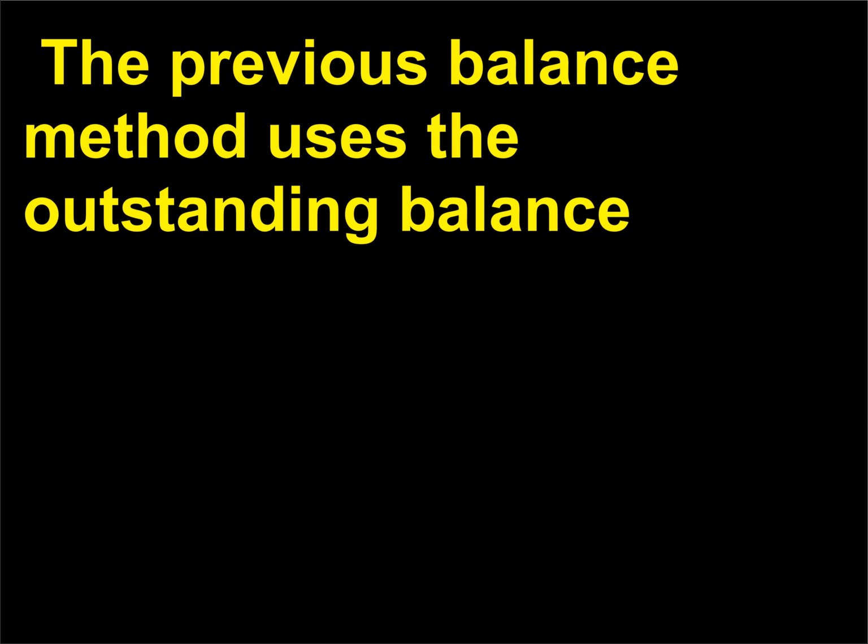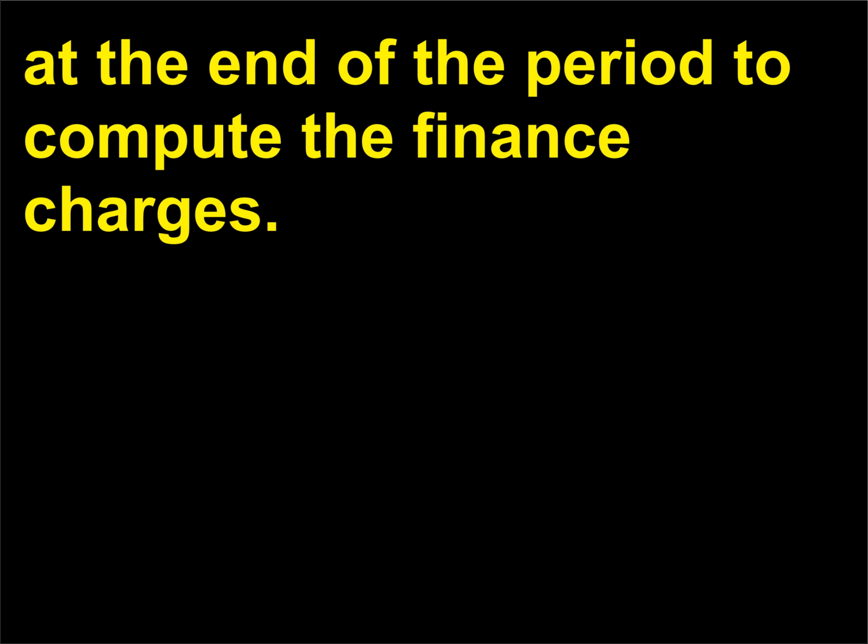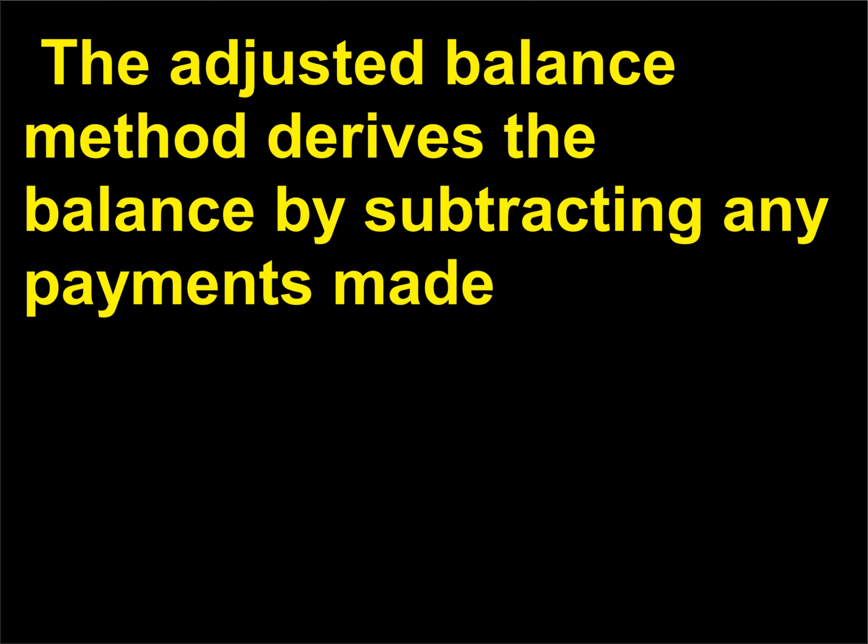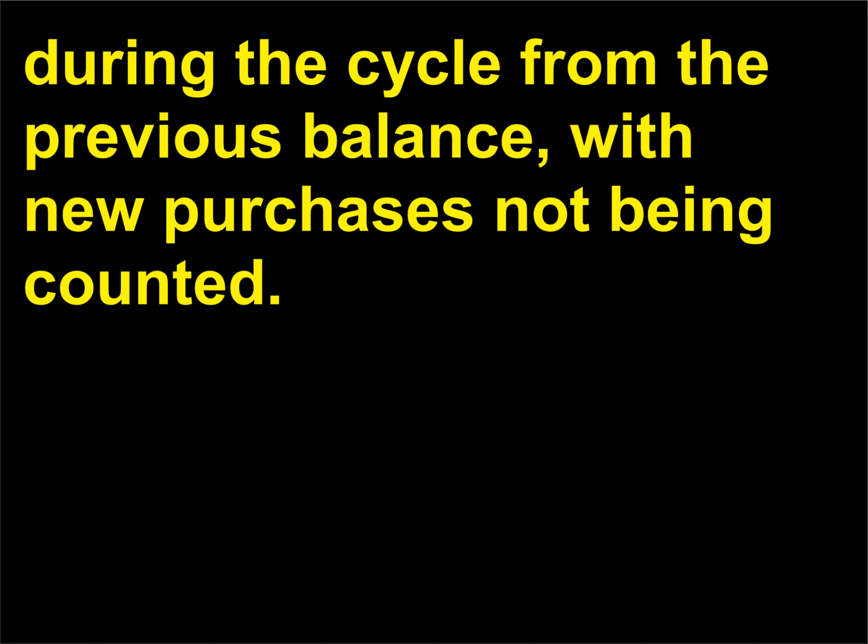The previous balance method uses the outstanding balance at the end of the period to compute the finance charges. The adjusted balance method derives the balance by subtracting any payments made during the cycle from the previous balance, with new purchases not being counted.